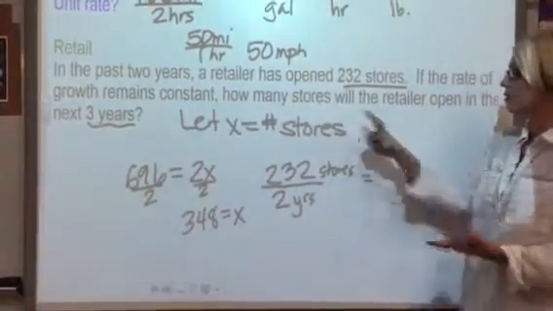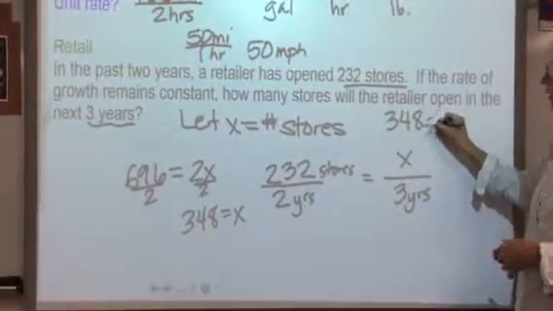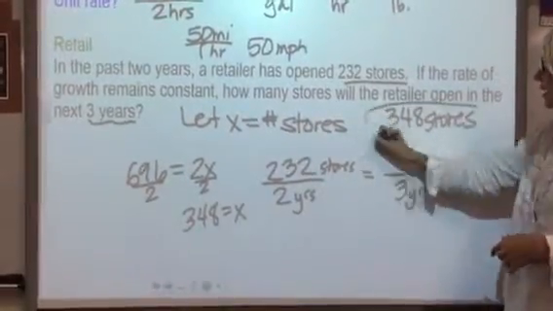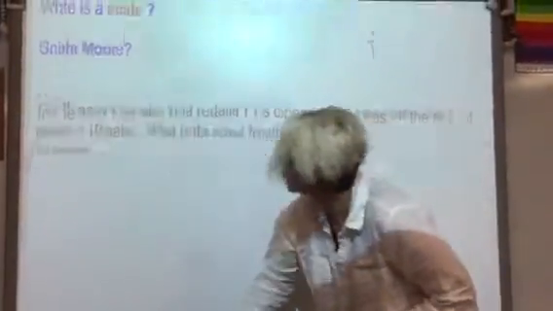Now I just have to answer the question. How many stores would they open if the growth remains constant? That would be 348 stores. So you try the rate problem in your notes.